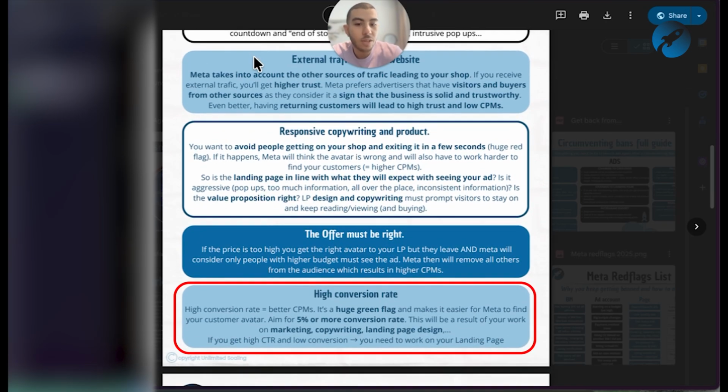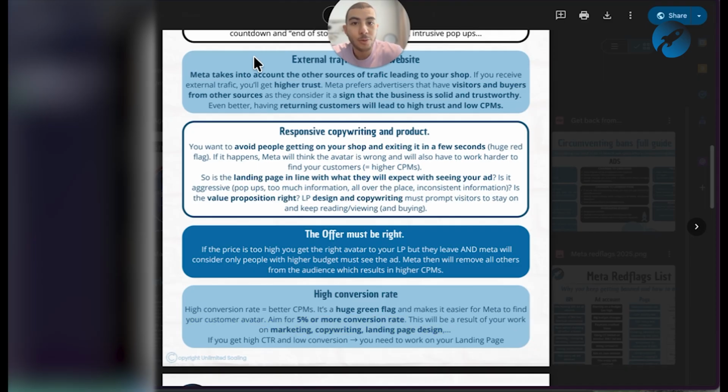And then we have obviously a high conversion rate. The higher conversion rate you have, the better CPM you will get. This is a huge green flag, and it will make it easier for Meta to find your customer avatar, because with more conversions, it's easier to let the algorithm work for you. And this will be a result of your work on marketing, copywriting, landing page design, and basically everything will improve. If you follow all those steps, you will give yourself way higher chances to get the lowest CPM possible. So feel free to ask me your questions on those website things.